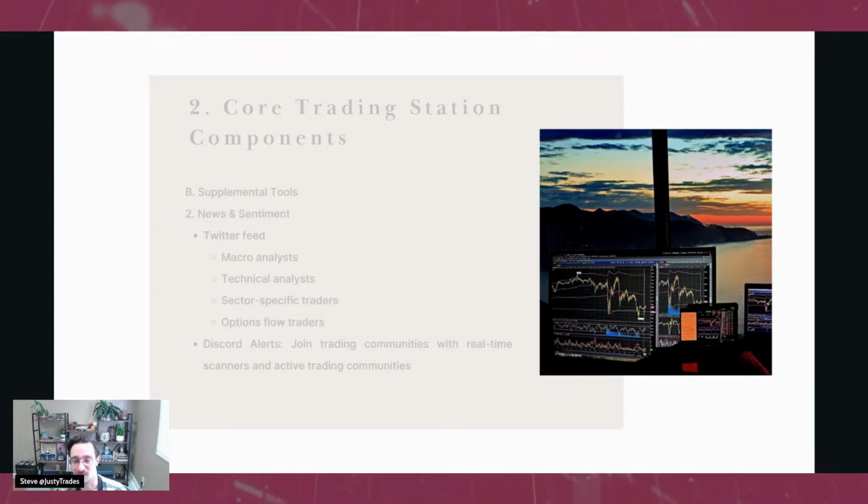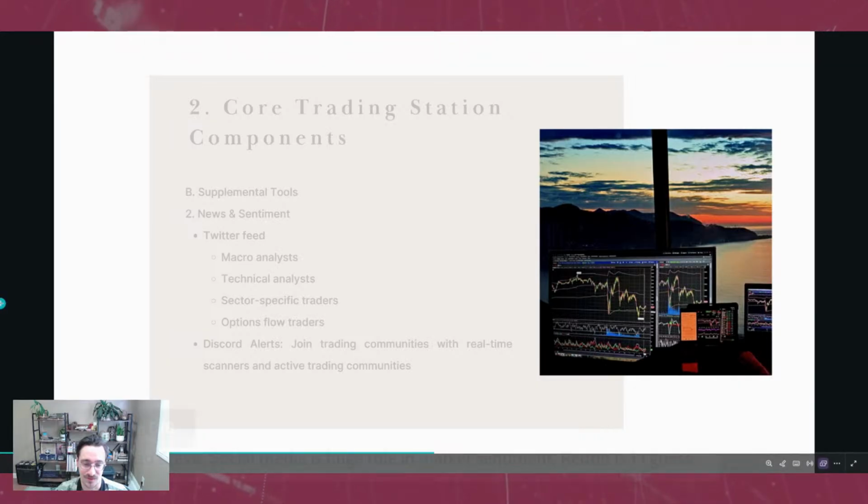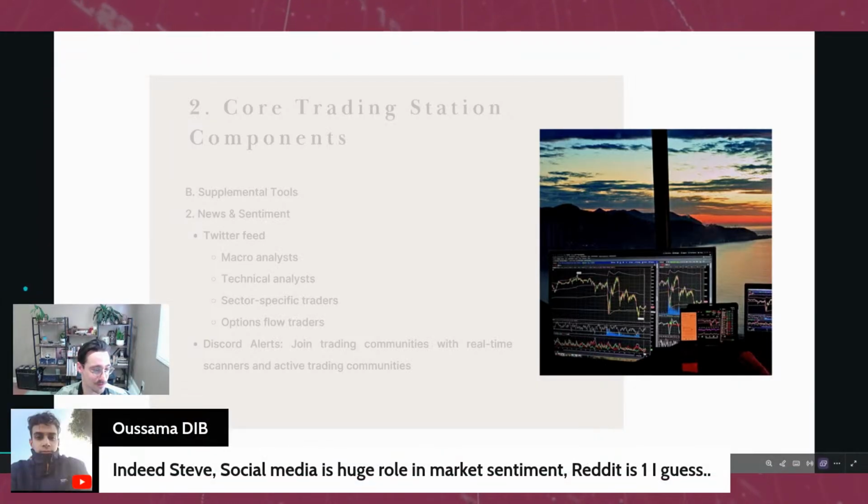So yeah, let's see. Throw up a point here. Yeah, social media is a huge role in market sentiment. Reddit is one, absolutely. Yeah, so there are a couple great trading communities on Reddit as well.